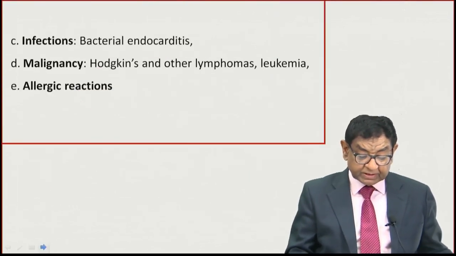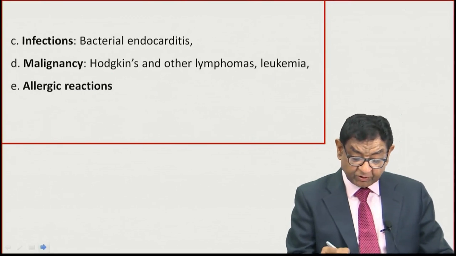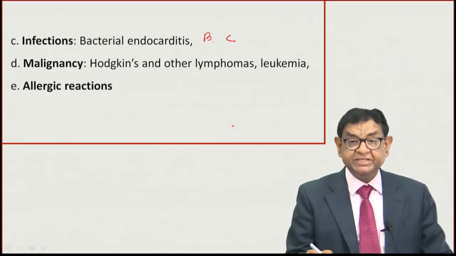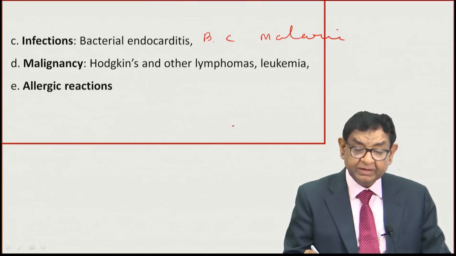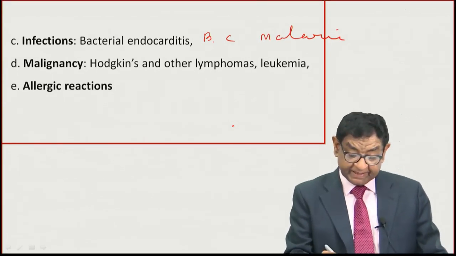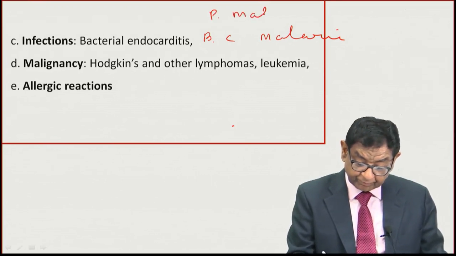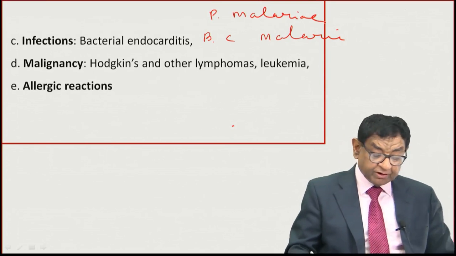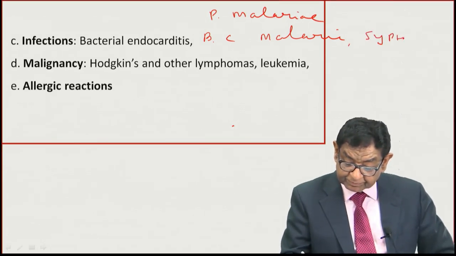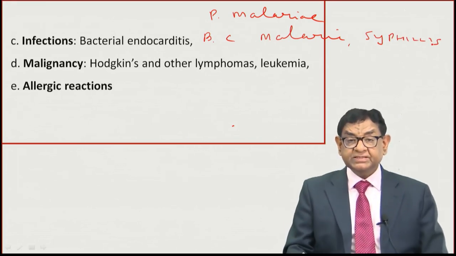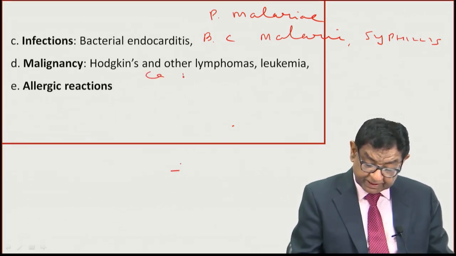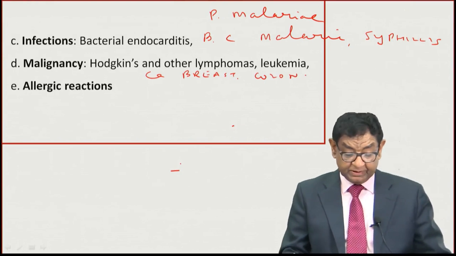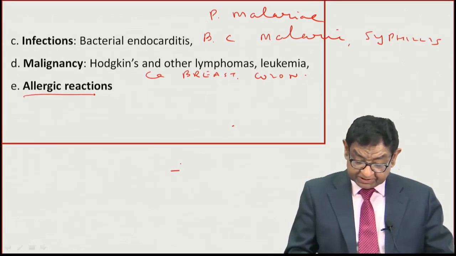Now we talk more about systemic diseases which can lead to this, like certain infections: endocarditis, hepatitis B, as I just mentioned. This can also occur in malaria, especially Plasmodium malariae. It can also be caused by syphilis. Various cancers can cause this problem, like Hodgkin and other lymphomas, leukemias, maybe carcinoma of breast, colon. Some allergic reactions can also cause this problem.